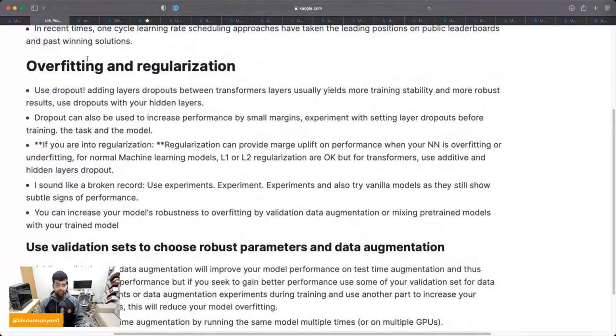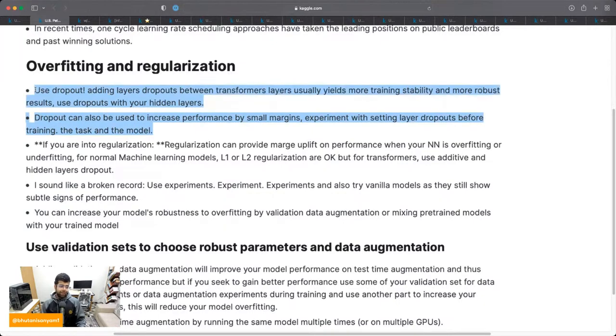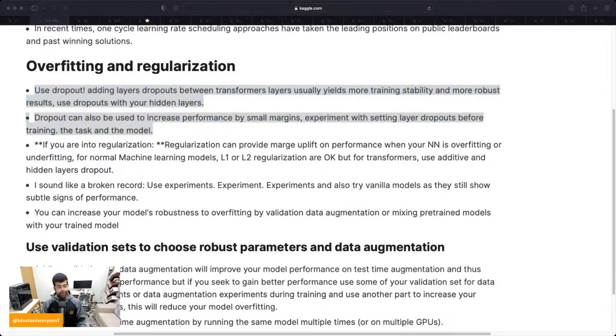Here he says, in overfitting and regularization, he suggests using dropout. But for feedback competitions, one of the tricks was to not use dropout. So it's again experimental. I somewhat disagree with what they've written. I would say it's again experimental and you need to check if it's helping for your particular data set.